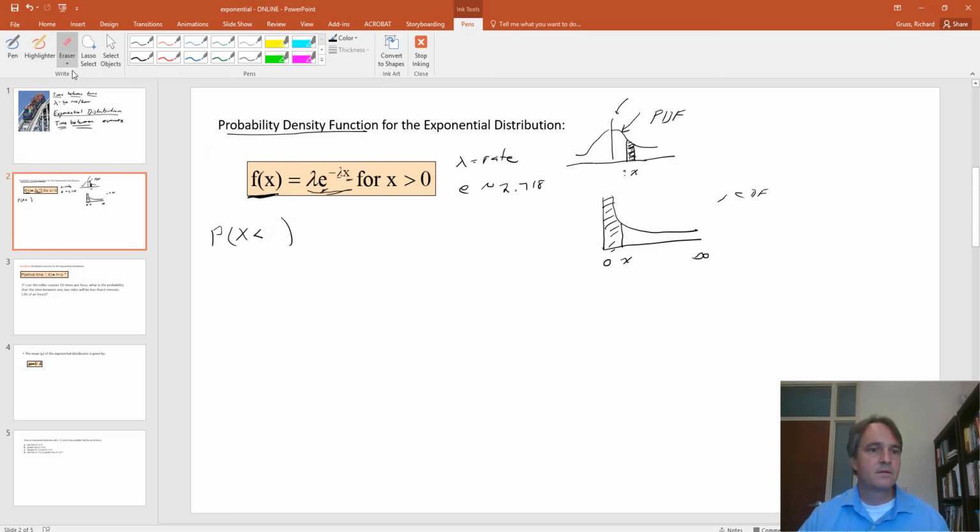So let's say, to get the probability that x is going to be less than some little x, this is going to be the integral from 0 up to x of this function, with respect to x. So the first thing we can do is, lambda is just a constant, so that's just our rate, so we'll pull that out. It doesn't depend on x.